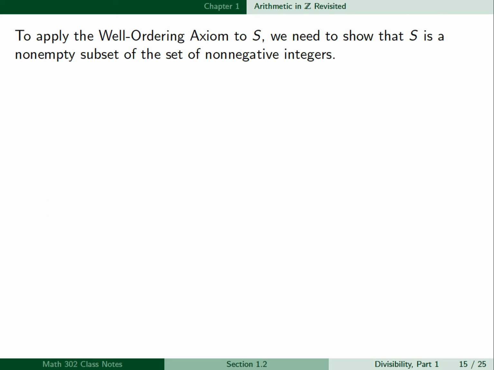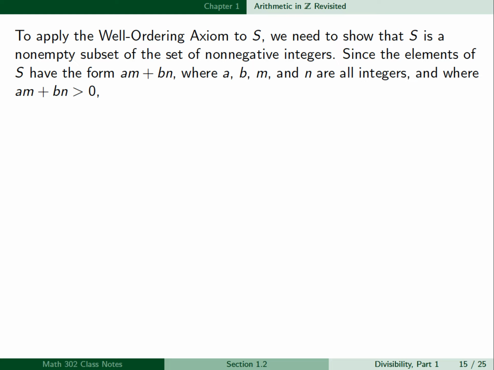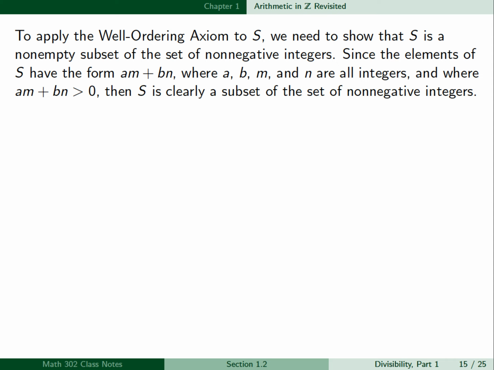Now to apply the well-ordering axiom to S, we need to show that S is a non-empty subset of the set of non-negative integers. Since the elements of S have the form am plus bn, where a, b, m, and n are all integers, and where am plus bn is positive, then S is clearly a subset of the set of non-negative integers. By definition of the set S, it contains positive integers, so it will be a subset of the set of non-negative integers.